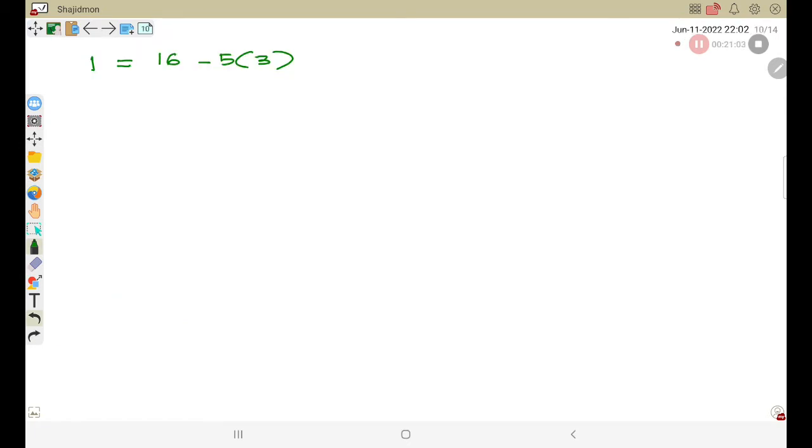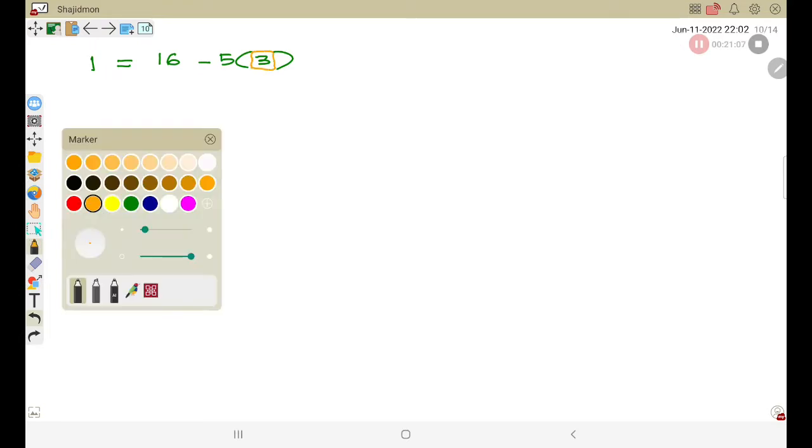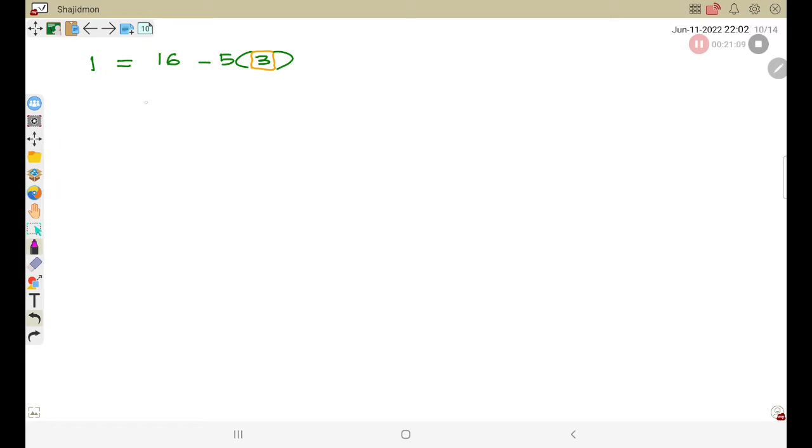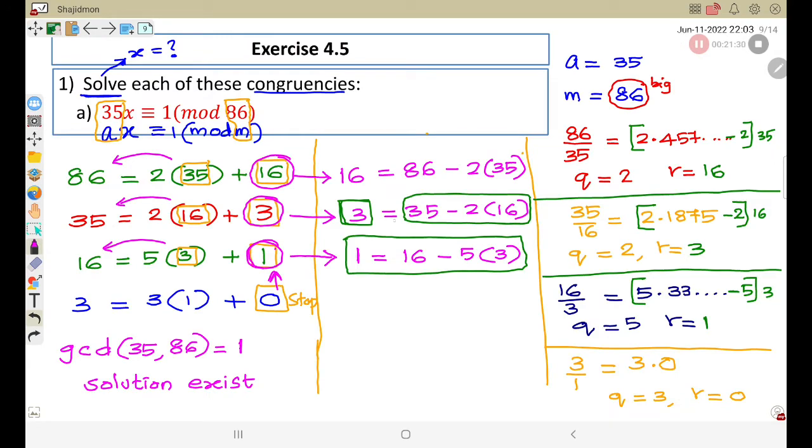So the 3 is the number we need to change here. How do we change it? Write 16 minus 5 multiply, and after that use a closed bracket for easy calculation. Instead of 3 we can write (35 minus 2 multiply 16). I hope you understood where we got this step: 3 equals 35 minus 2 multiply 16.